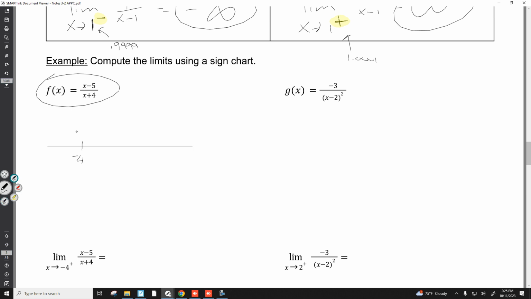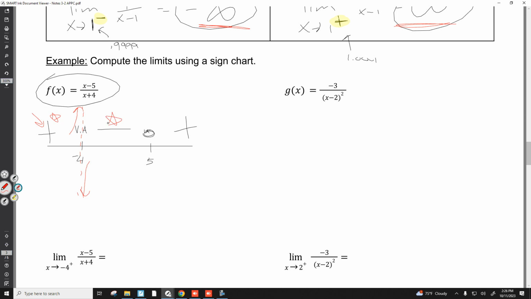Negative 4 is a vertical asymptote. 5 is a zero, right? We got positive, negative, positive. Well, if negative 4 is a vertical asymptote, and to the left of negative 4 you have positive, you know vertical asymptotes will trend towards infinity as you get close to it. You know that to the left of your vertical asymptote, you have to be going up because you have positive. You know to the right of your vertical asymptote, you got to be going down because you got negative.